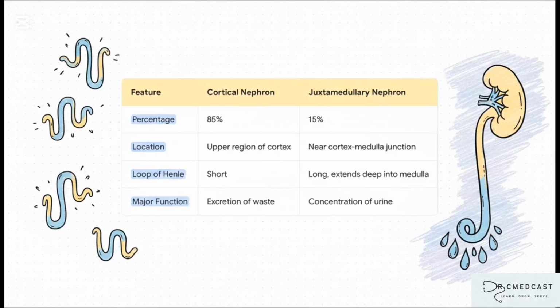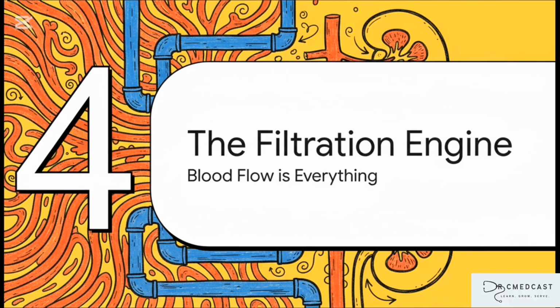And what's really cool is that not all nephrons are created equal. About 85% of them are what we call cortical nephrons. They have short loops, and they are the main workhorses for just general waste excretion. But that other 15%, they're the specialists. They're the juxtamedullary nephrons. They have these super long loops that dive deep into the medulla, and their main job is to create concentrated urine. This is an absolutely critical skill for conserving water. It's what allows mammals like us to survive without being constantly attached to a water bottle. So now, we can finally answer that big question from the beginning, why so much blood?